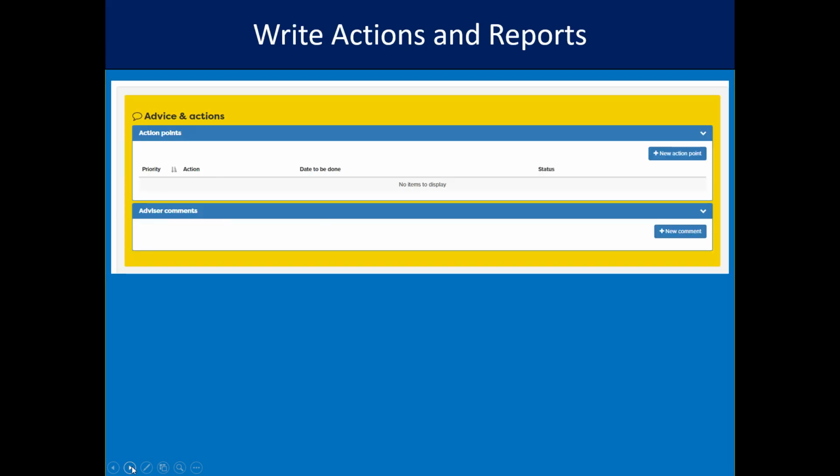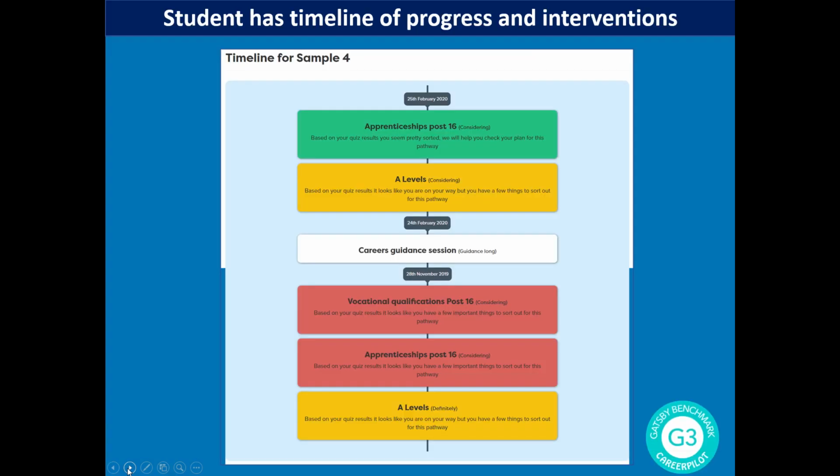You can write, as a careers advisor, actions you agree with the students, or a more detailed report which will appear for the students on their site as part of their main report. Students, I mentioned the timeline. Students can see this, so you can see this from the staff side as well. And what this shows, essentially, working from the bottom, is when the students first did the pathway planner, what intervention was then offered, in this case a long guidance session. You then get them to edit their responses because they now move, maybe from red to amber, from amber to green.